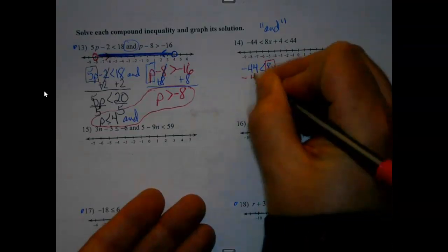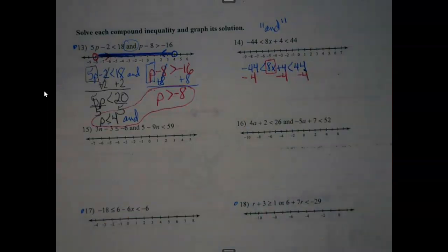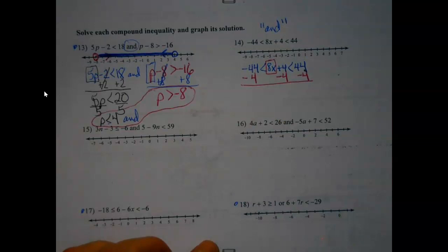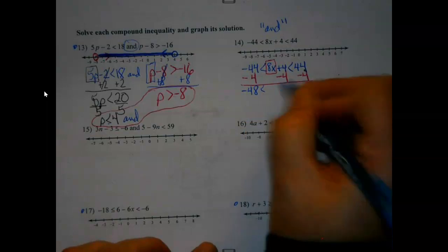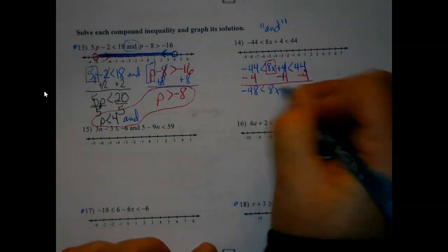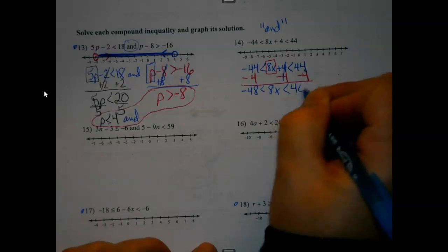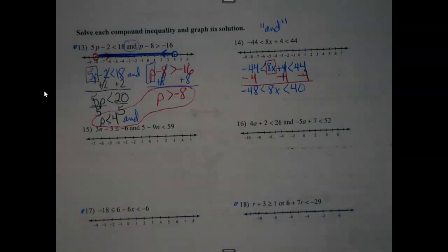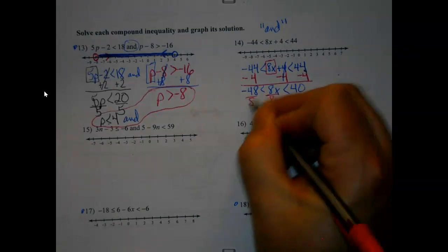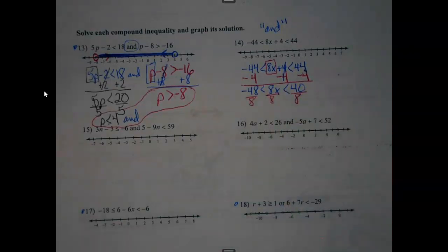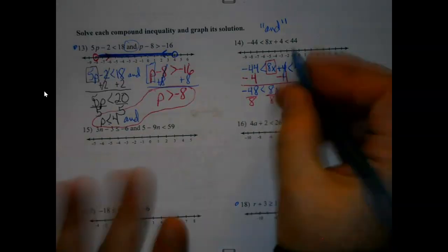So if I undo that +4, I've got to do it on all 3 sides, because now that there are 2 arrows here, I've got 1, 2, 3 parts of this. So it's a little different. Those go away. So I subtract my 4 from all 3. Whatever gets done to the middle gets done to all 3 parts. We've got to divide by 8. Okay, we're not dividing everything by -8, so no flippage. No flippage.